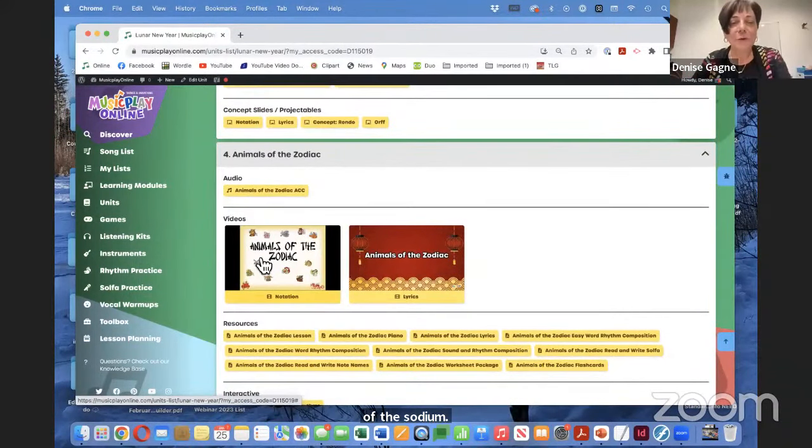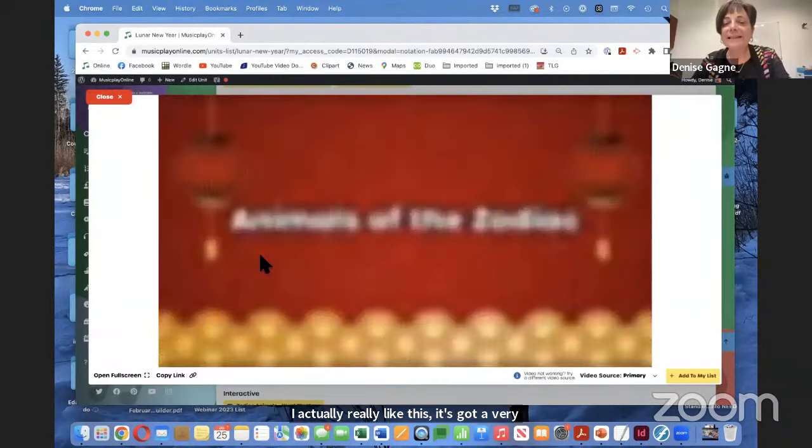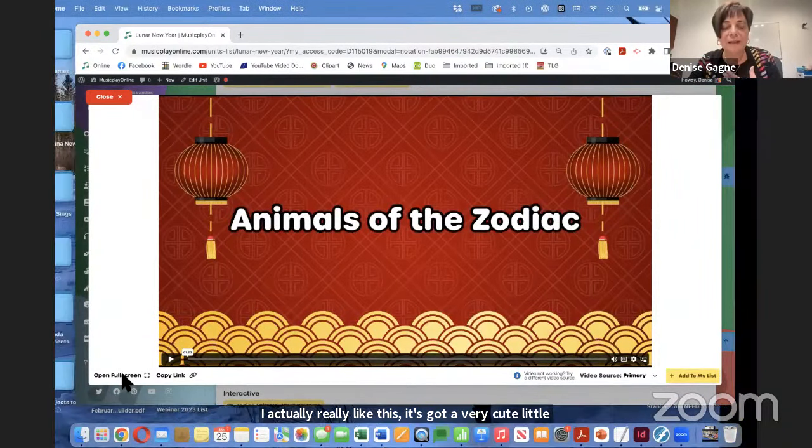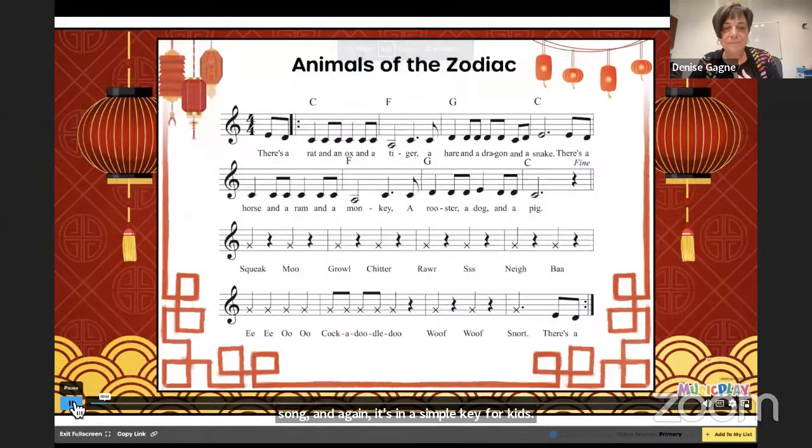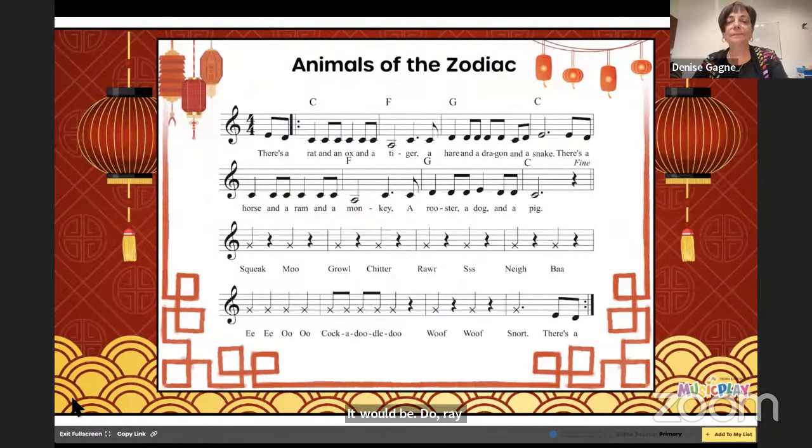I actually really like this. It's got a very cute little song. And again, it's in a simple key for kids. It would be Do Re Mi. So we could do Mi Re Do, Do Do Do Do Do Do La Do.